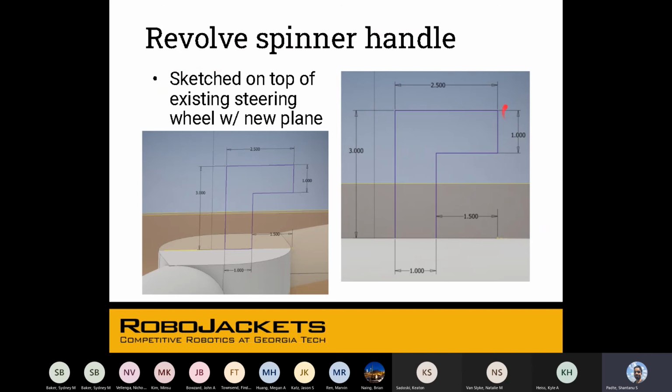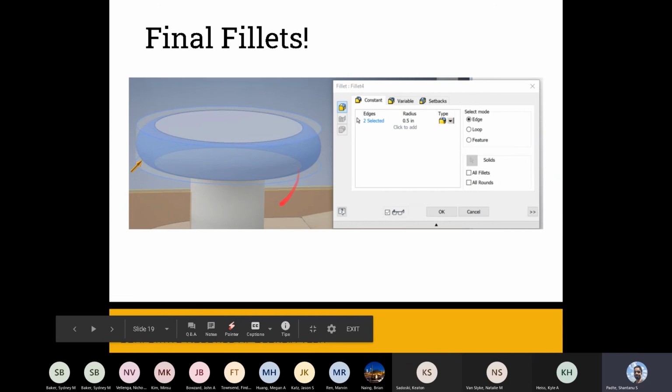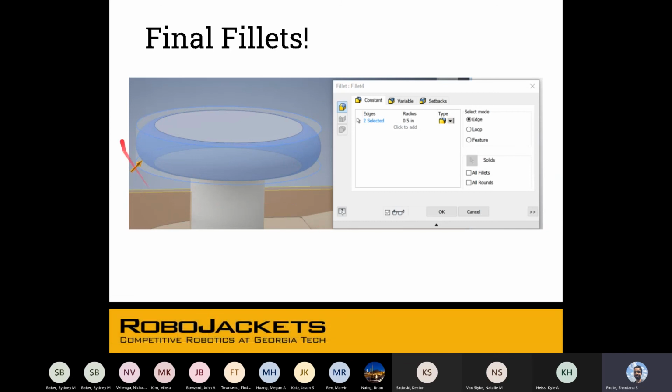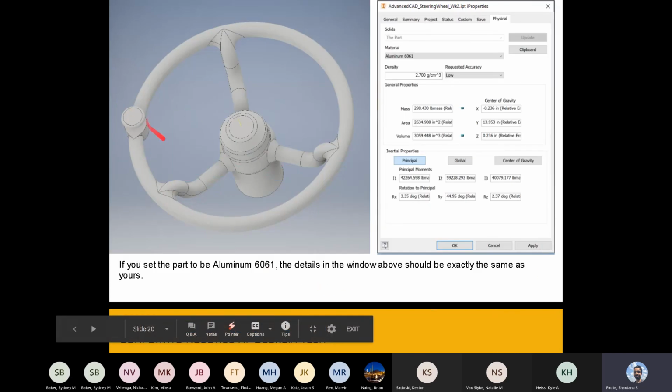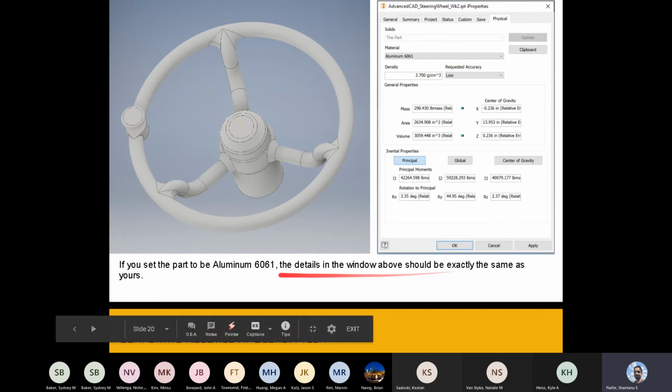Revolve spinner handle. So this is what the spinner's cross-section looks like. You create this sketch on top of that new work plane that you made, and then you revolve it along this axis. And this is what you get. And you just apply a fillet, so it's not just a flat disc. And voila. You can also add some properties, like make this material aluminum. And if you just set aluminum 6061, you'll get most of these details automatically.